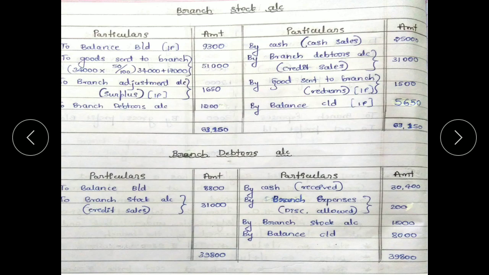Surplus stock value is given to you in the question. We are directly making the entry 1,650. Again, this value is at invoice price. Then we are also given to branch debtors account, that is goods returned by debtors to the branch. So branch is receiving the goods, we are debiting the entry 1,200.